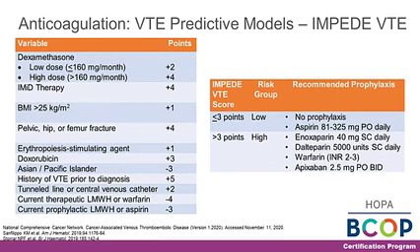The IMPEDE VTE score is more comprehensive than the SAVED score, but therefore may be less practical in a clinical setting. Similar to the SAVED score, it assesses risk of VTE in the multiple myeloma population, evaluating the use of dexamethasone, immunomodulatory therapy. It also takes into account race and prior VTE history.